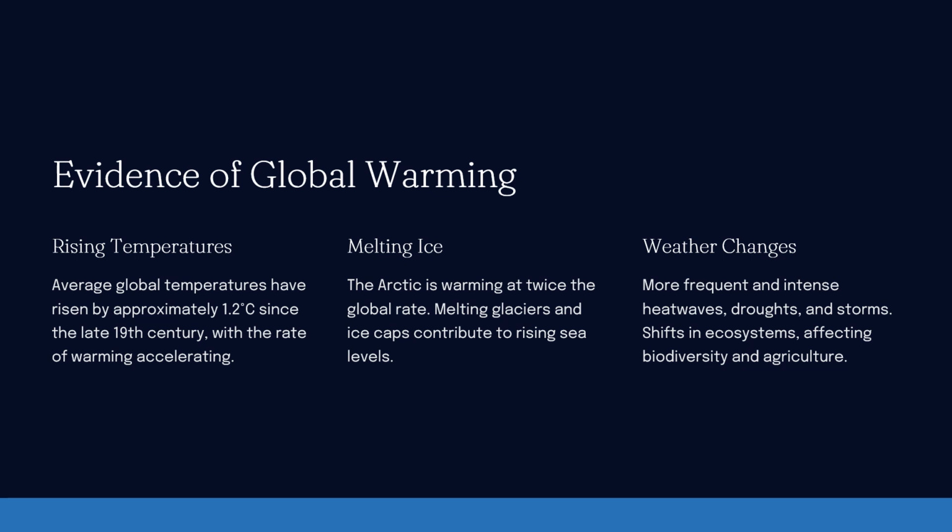Weather changes. We're also seeing more extreme weather events. Heat waves, droughts, and storms are becoming more frequent and intense. These weather changes are causing shifts in ecosystems, which affect biodiversity and agriculture, further disrupting natural systems and human communities. These pieces of evidence show that global warming is real and happening right now.